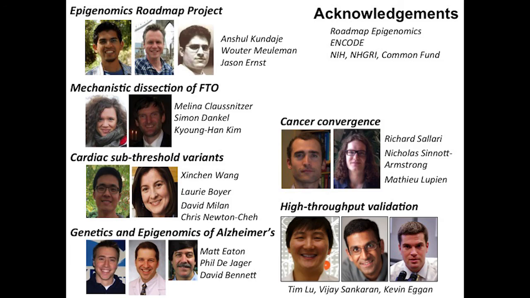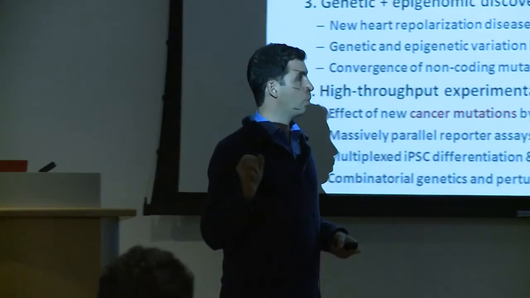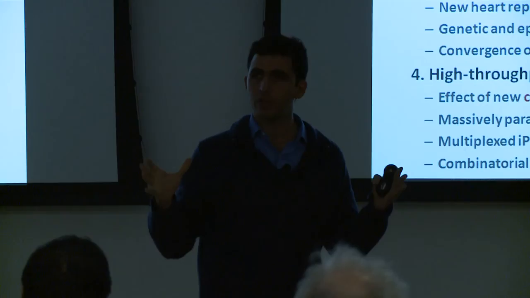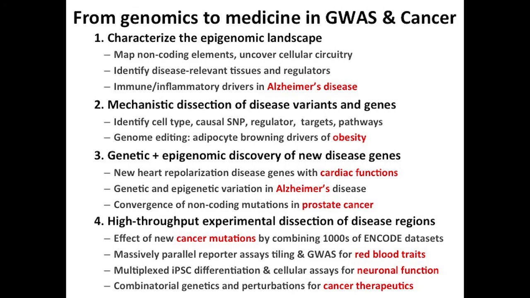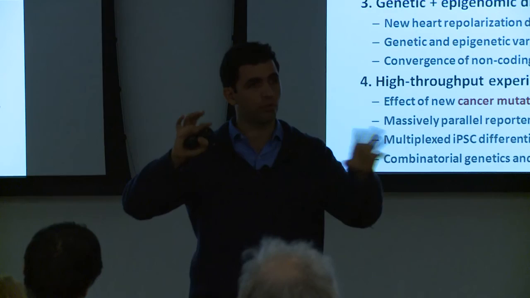I'll stop there and maybe leave you with one more point, which is that this is a systematic approach which is very, very general. We are understanding the circuitry of every cell type that we can get our hands on, and that can have a very strong impact on a large number of different traits. I talked to you about Alzheimer's and obesity. In collaboration with Chris, we've looked at cardiac function, Alzheimer's disease, prostate cancer, red blood cell traits, neuronal function, and cancer phenotypes, and all of that is because we are taking a foundational approach. Let's understand the circuitry first, and now we can establish collaborations with very different disease areas in order to apply that circuitry to the genome systematically.